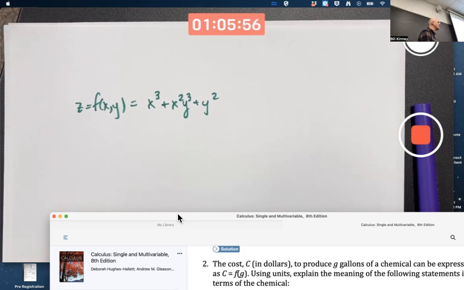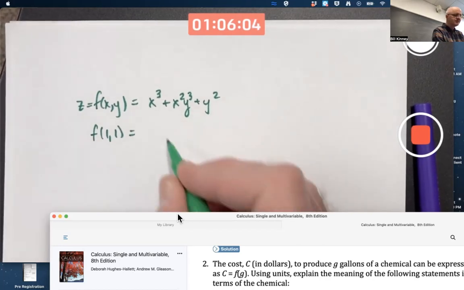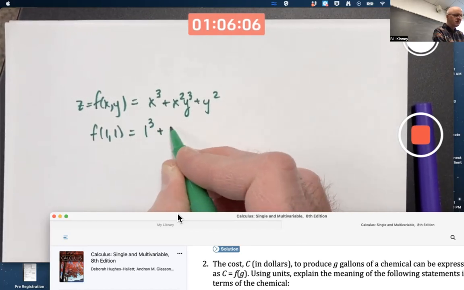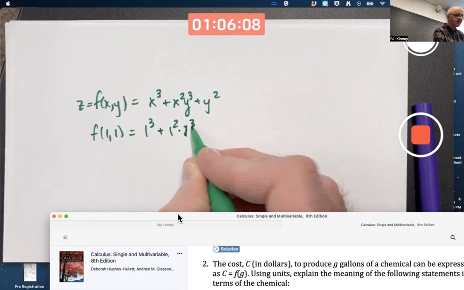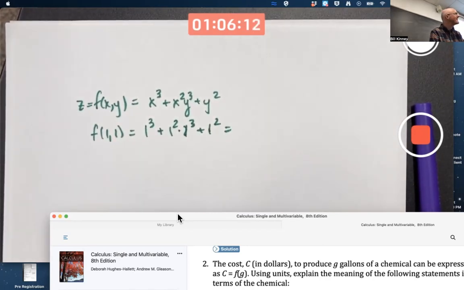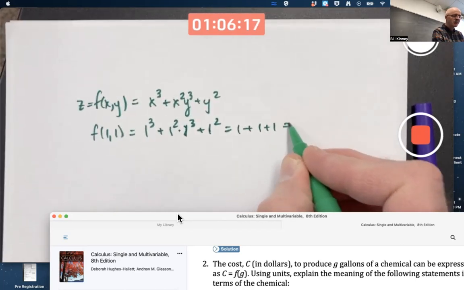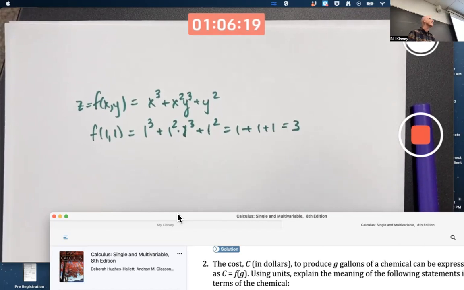One basic thing you should be able to do with this is plug in numbers and see what the output is. For example, if x is 1 and y is 1, what is the output? It's 1 cubed plus 1 squared times 1, plus 1 cubed plus 1 squared. I made it easy on myself. Bunch of ones, the output is 3. So that's the simplest thing you could do.